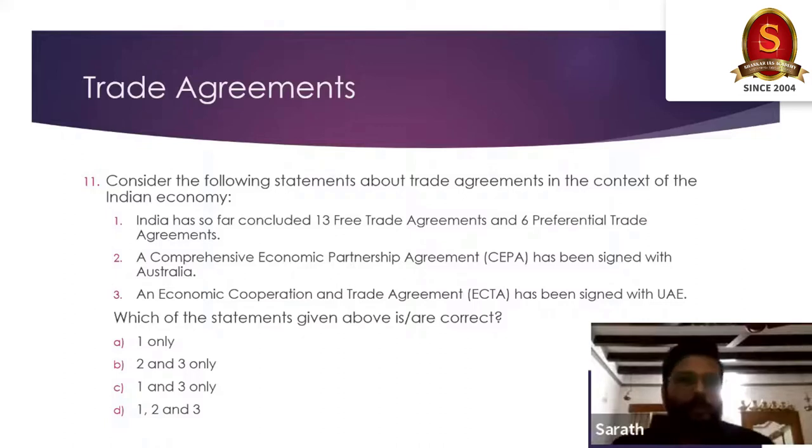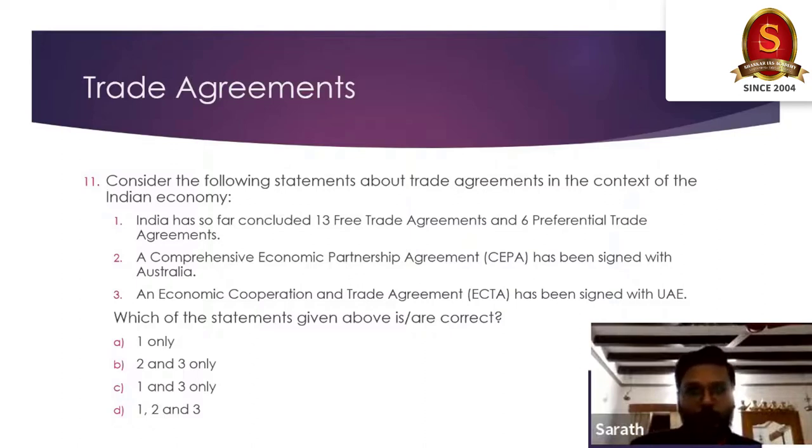Second and third is almost correct, because you have heard news that India has signed an agreement with UAE, India has signed an agreement with Australia. Both are free trade agreements. The only error is it is interchanged. The CEPA, Comprehensive Economic Partnership Agreement, has been signed with UAE, and ECTA, Economic Cooperation and Trade Agreement, has been signed with Australia. CEPA, from my understanding, has a much wider scope because it includes investment, it includes mobility of workers. Services are included inside that with the UAE one, which was in the news much more than the one with Australia. So that is interchanged.